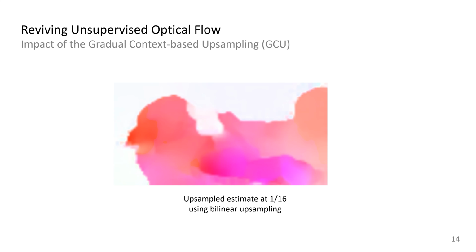Let's now compare the results of bilinear upsampling for the coarsest scale to full resolution to our upsampling. Here you can see the results for bilinear upsampling. And this is the result of using our gradual context-based convex upsampling. You can see clear improvements with our upsampling procedure. This modification is important in enabling this multi-scale architecture to achieve state-of-the-art results in the unsupervised case.